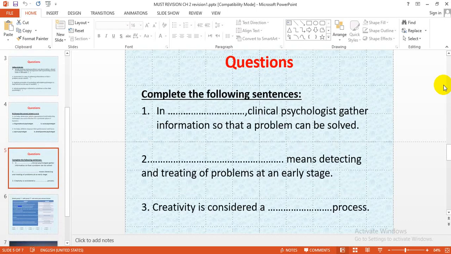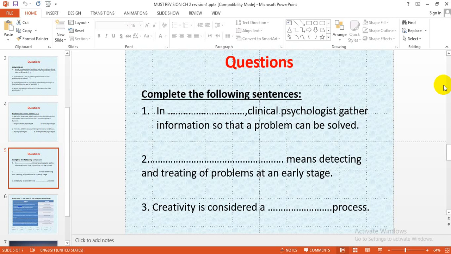Now we have a different type of question. This is the third type today. Complete the following sentence: clinical psychologists gather information so that a problem can be solved. In what? Clinical psychologists gather information so that the problem can be solved.